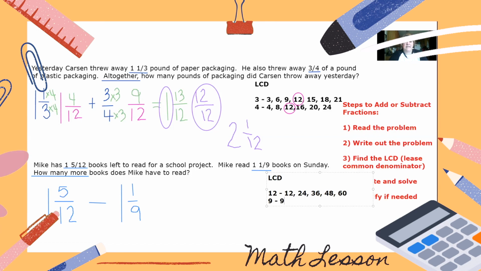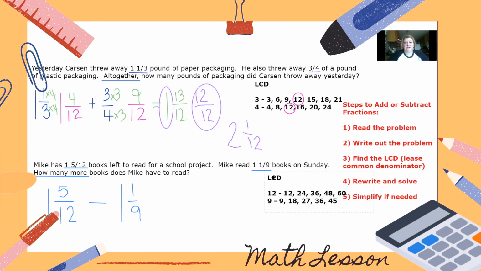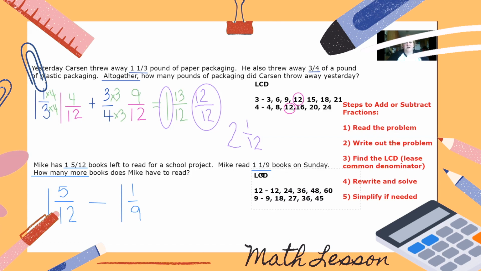9 times 1 is 9. 9 times 2 is 18. 9 times 3 is 27. 9 times 4 is 36. 9 times 5 is 45. So now we have a list of our multiples. Now we need to find which one do they have in common. What is the smallest one they have in common?